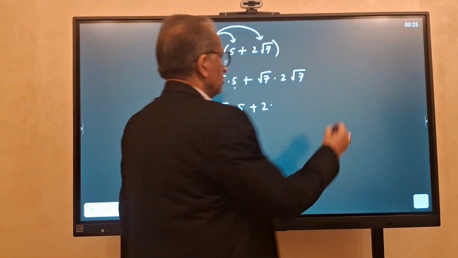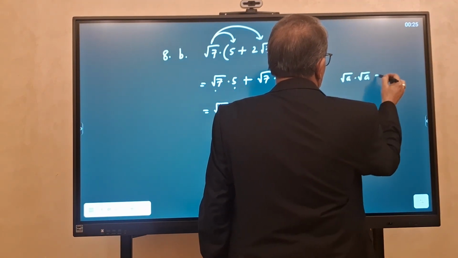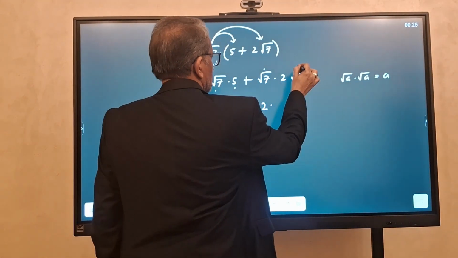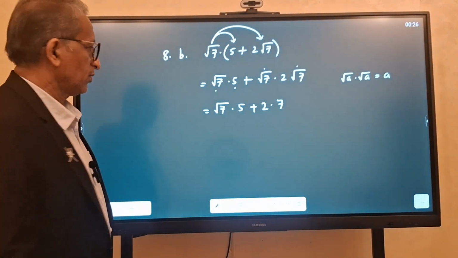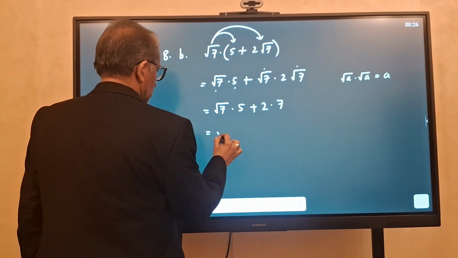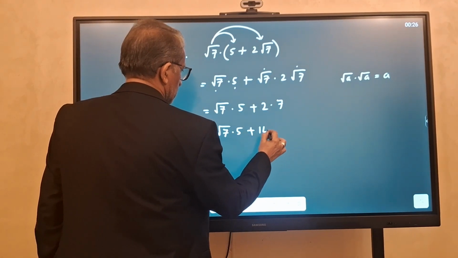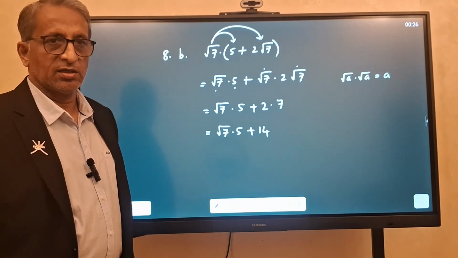There is a law here: root a into root a is a. So therefore, this into this is 7. So what is the final answer? Root 7 into 5 plus 14 is the answer. I cannot do further than this.